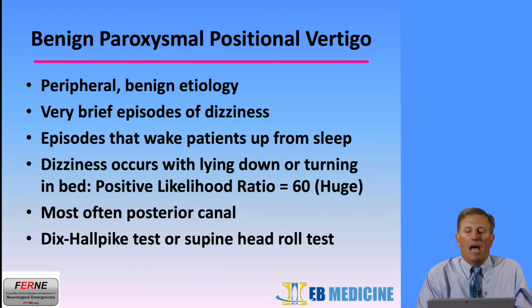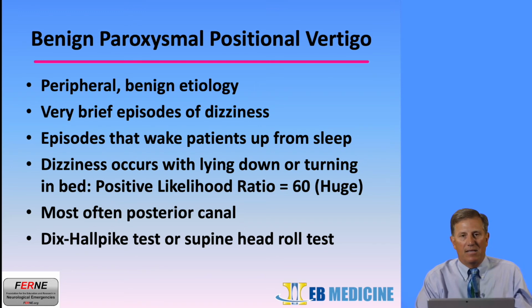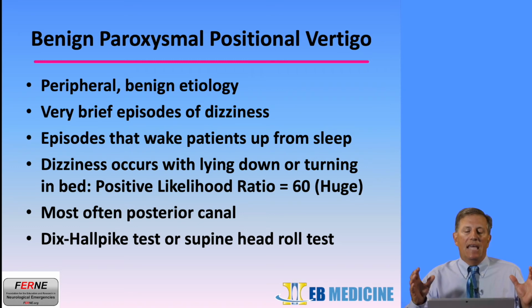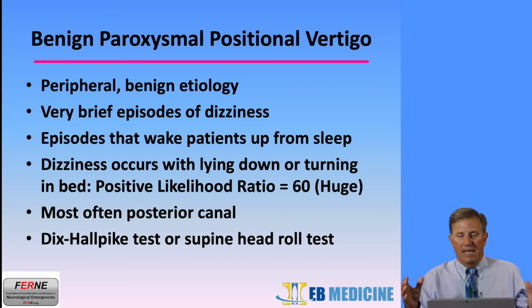So, BPPV, I'll finally tell you, is benign paroxysmal positional vertigo. It is peripheral. It is a benign etiology. These are very brief episodes of dizziness. There are episodes that wake the patient up from sleep, or they wake up and are profoundly dizzy. The dizziness can occur with lying down or turning their head in bed. And when you get this symptom, the positive likelihood ratio is 60, which is huge, which means if they tell you that when they're lying down and they turn their head in bed or they wake up with dizziness in bed, this is likely BPPV or benign paroxysmal positional vertigo.